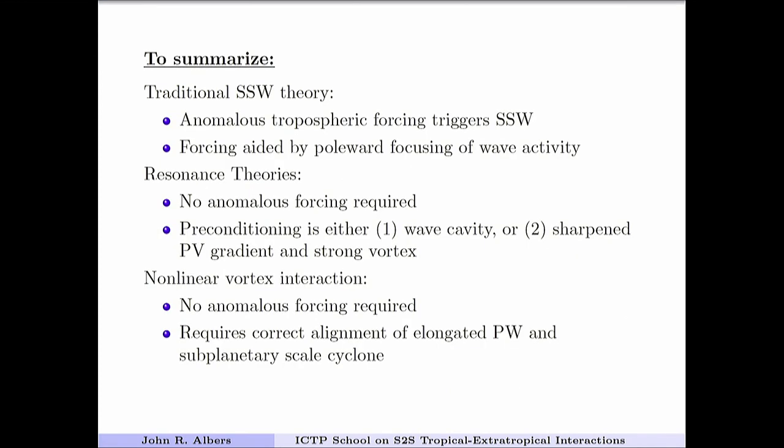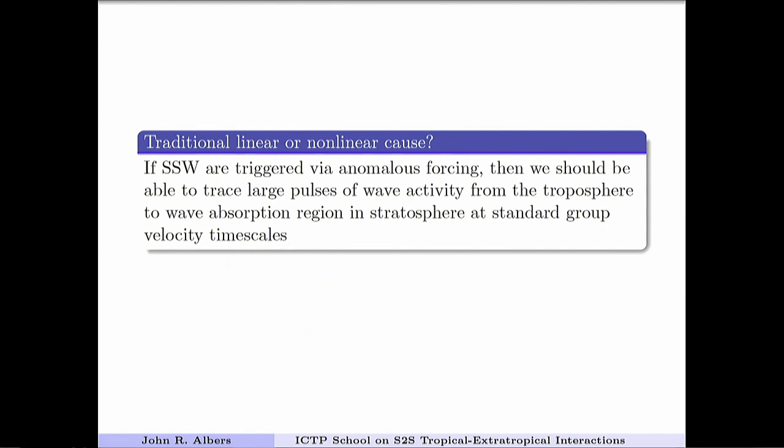So to summarize, we have two kinds of ideas, or three, rather. We have the traditional idea, which is anomalous forcing. And then we have the resonance ideas. And then we have vortex interactions. So these are all theoretical notions. What does the data tell us? Well, there are some things that we can look at in the data to give us a clue.